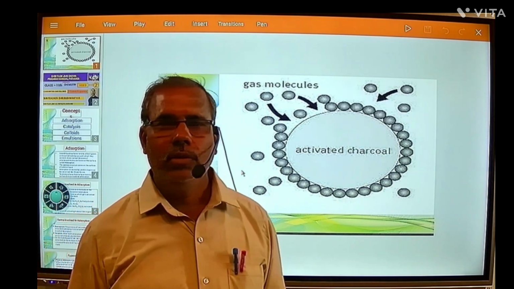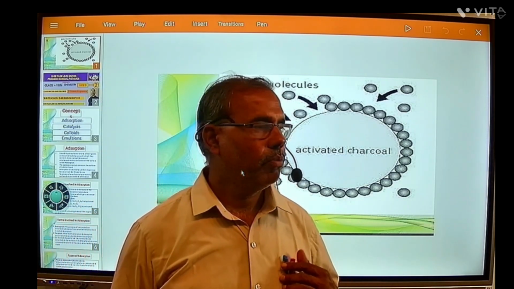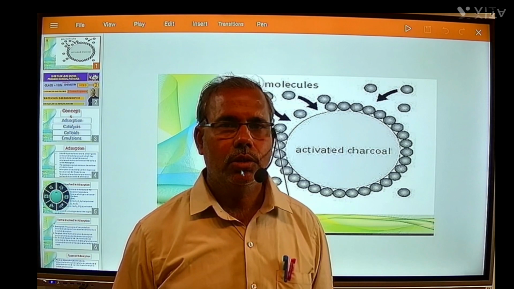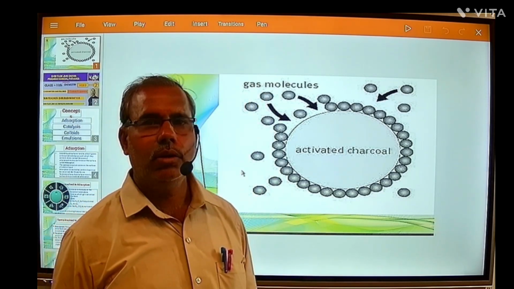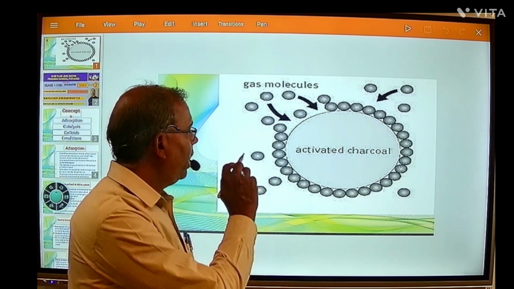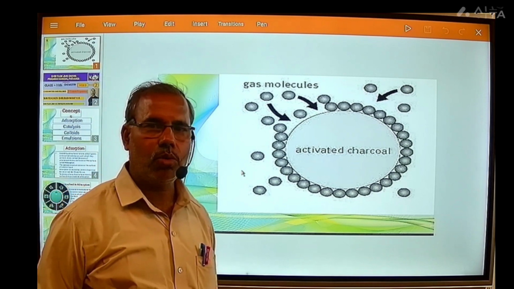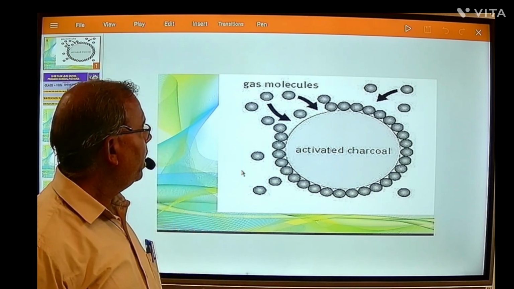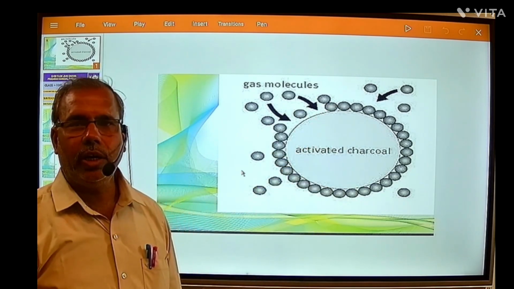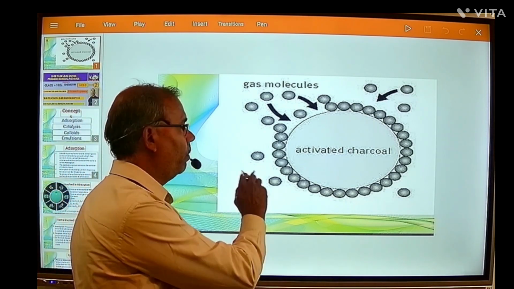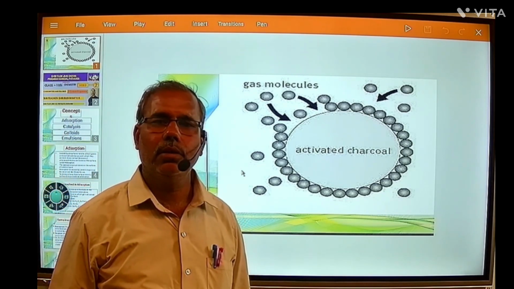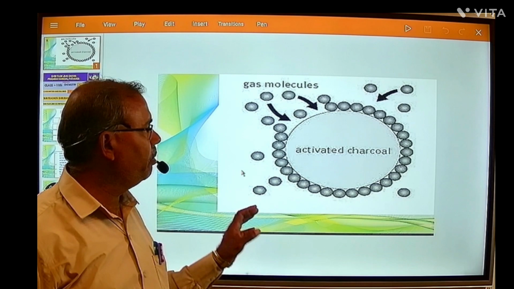Now, this is the chapter from 11th chemistry which we are going to study today. Now here on the screen you can see the picture. Activated charcoal is there. We know charcoal. So activated charcoal and the gas molecules which are accumulated on the surface of this activated charcoal, you can see here. Now from this picture you can imagine what it may be.